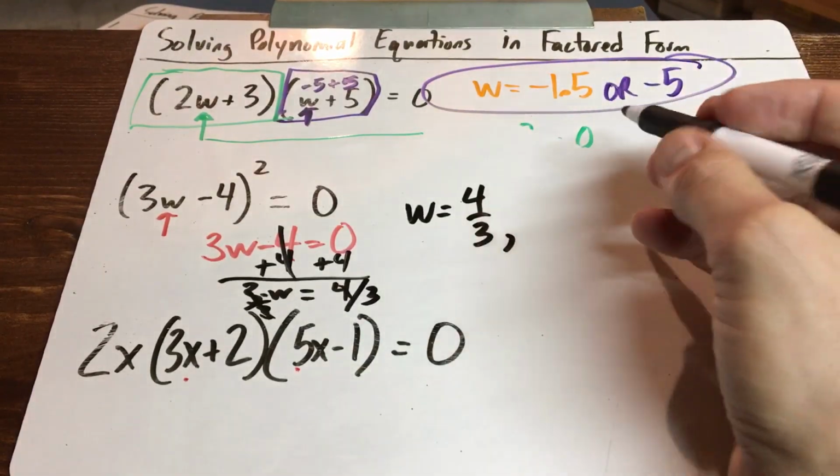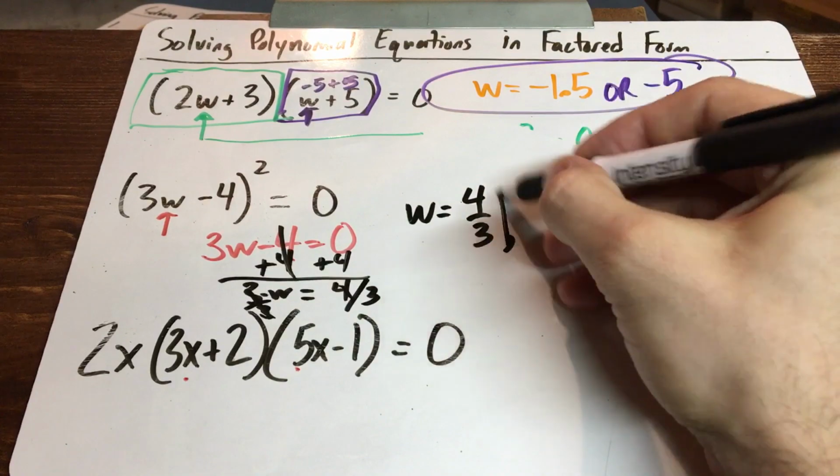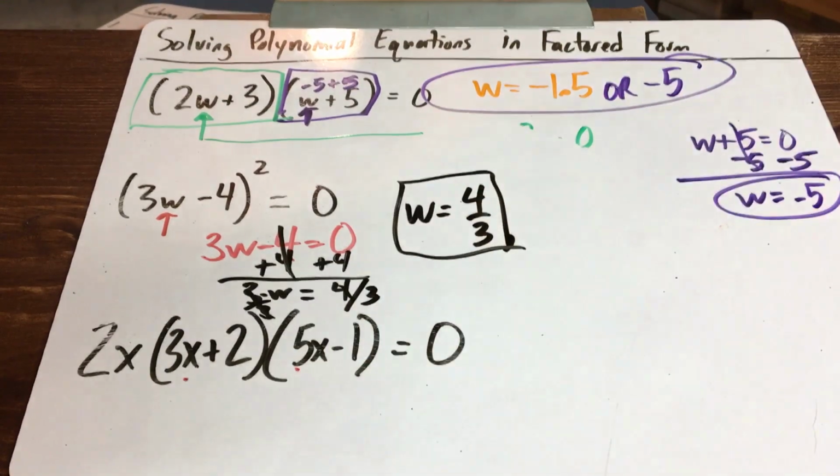That's actually both answers because this thing is squared. So I don't have to write it twice. I can just write it one time. That's another one of the repeated roots.